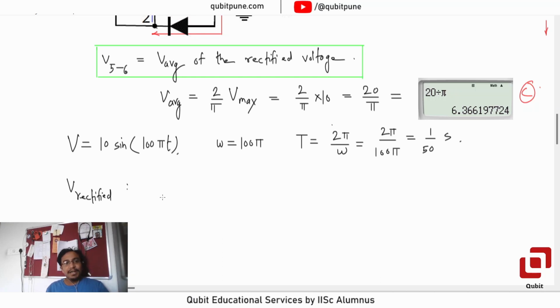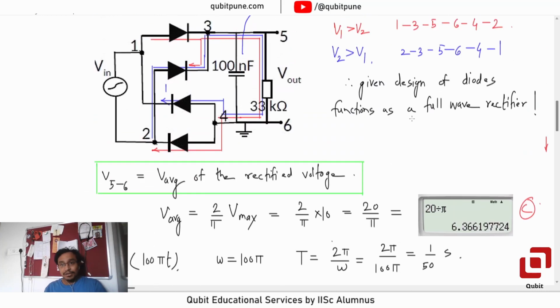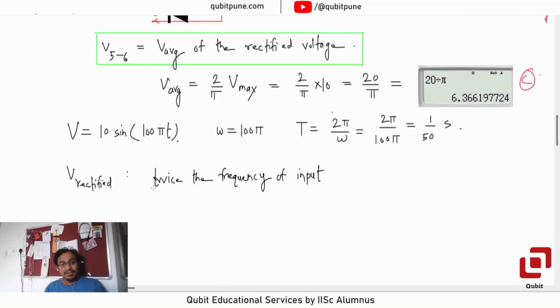V rectified has twice the frequency of the input. Raise your hands if you understand this. Why? Because it is a full wave rectifier. It's not half wave, it's a full wave rectifier. So its frequency is twice the input.